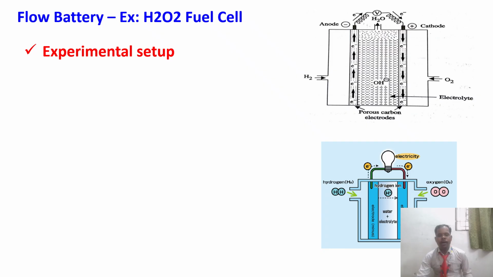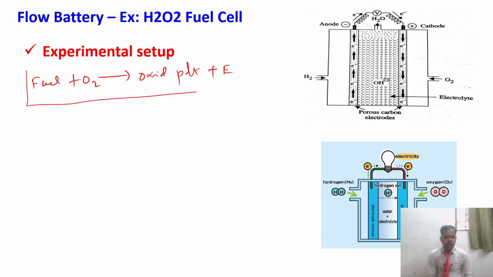In the cell, the reactants, products and electrolytes are continuously passing through the cell. So for example, fuel plus oxygen is converted into oxidation product as well as electricity. This is the simple working principle of the hydrogen oxygen fuel cell. The best example is the hydrogen oxygen fuel cell.